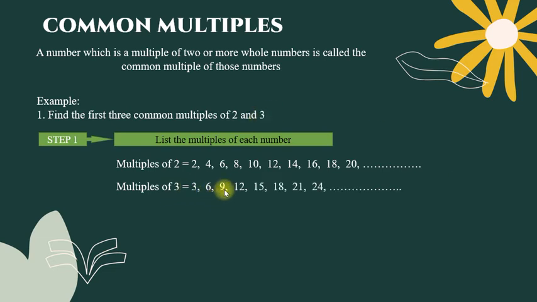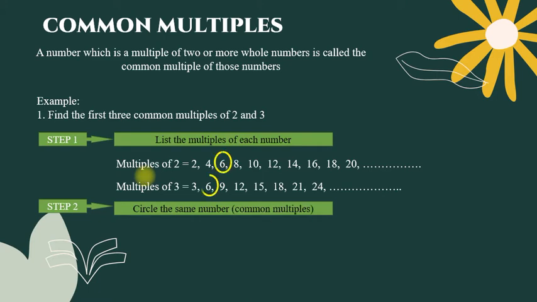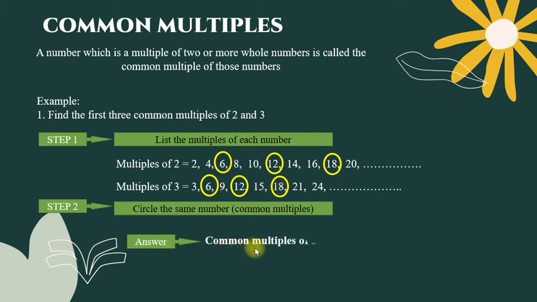3, 6, 9, 12, 15, 18, 21, 24 and so on. After that, when you list the multiples of the given number, you circle the same numbers, because we want to find the common multiples. The same numbers here are 6, 12 and 18. So the common multiples of 2 and 3 are 6, 12 and 18. Because the question asks you to find the first 3 only, we give the answer in 3 numbers only.